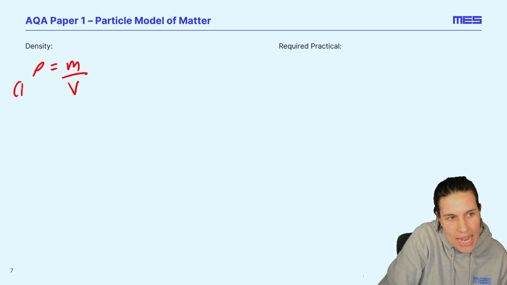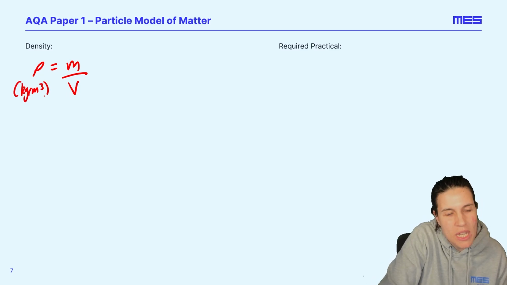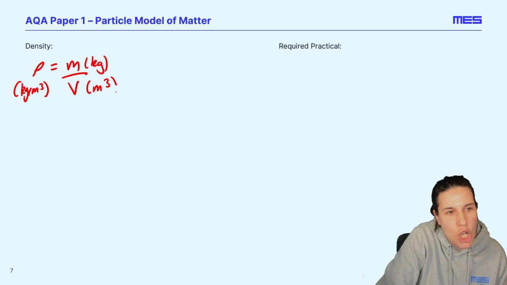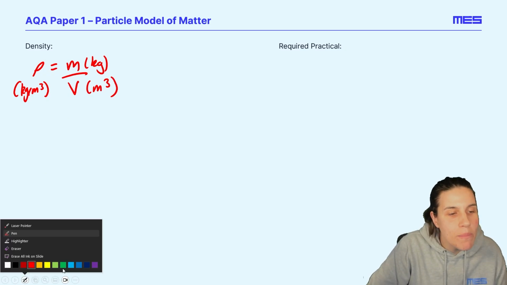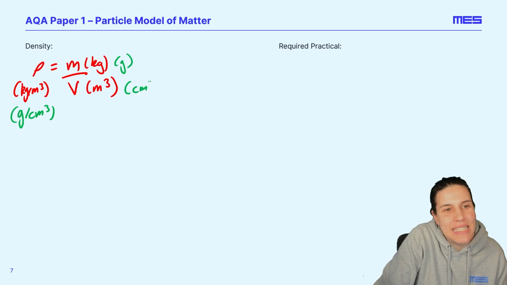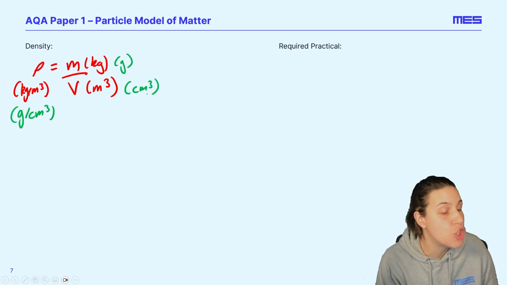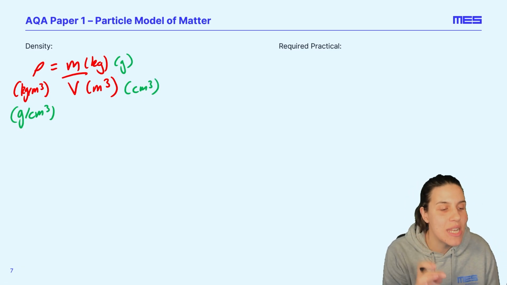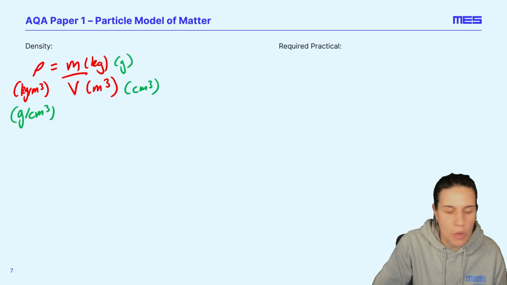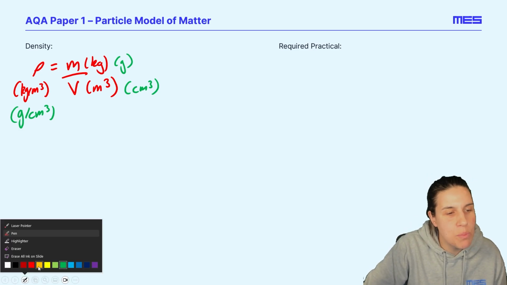It can either be measured in kilograms per meter cubed, if mass is in kilograms and the volume is in meters cubed. But sometimes we actually measure density in grams per centimeter cubed. That's when the mass is in grams and the volume is in centimeters cubed. So just make sure that you check what unit you need to give your answer in when you are doing an exam question.